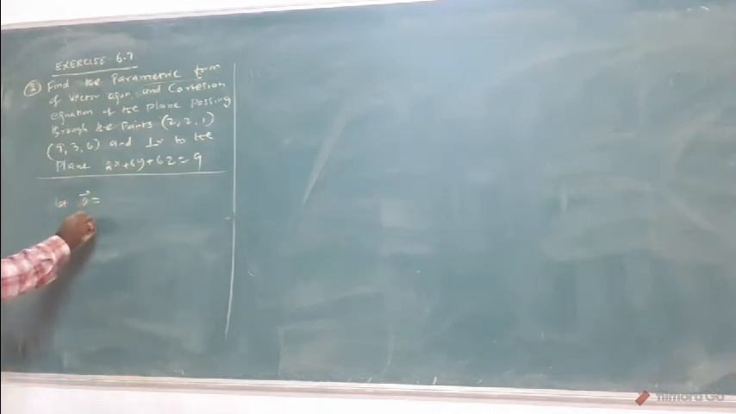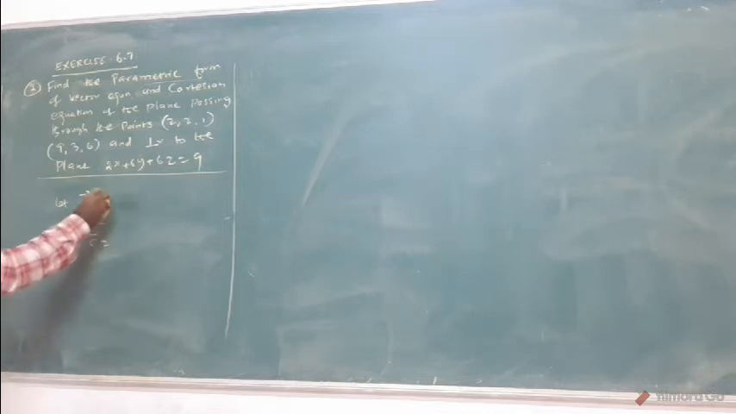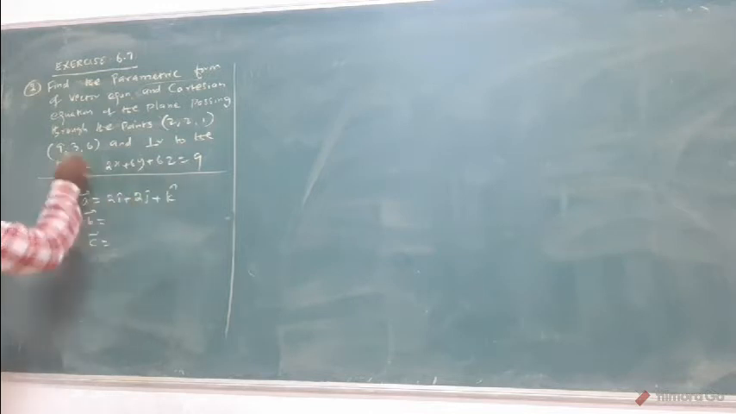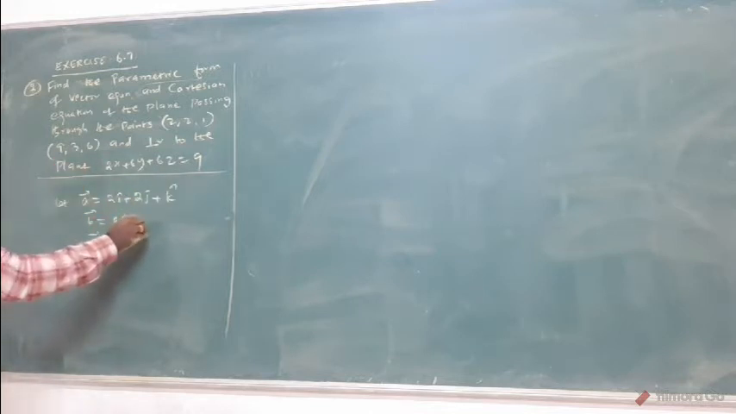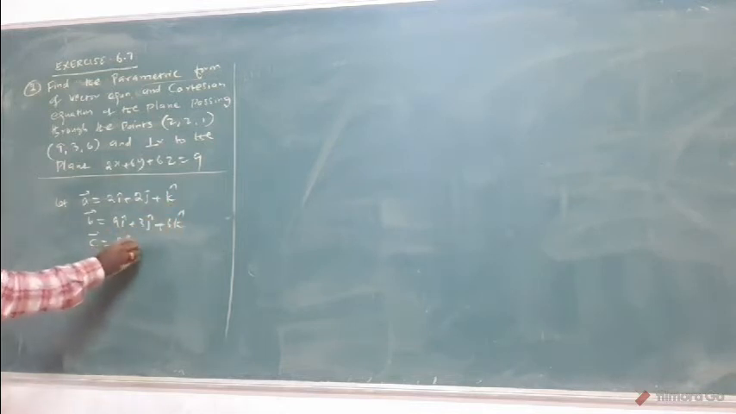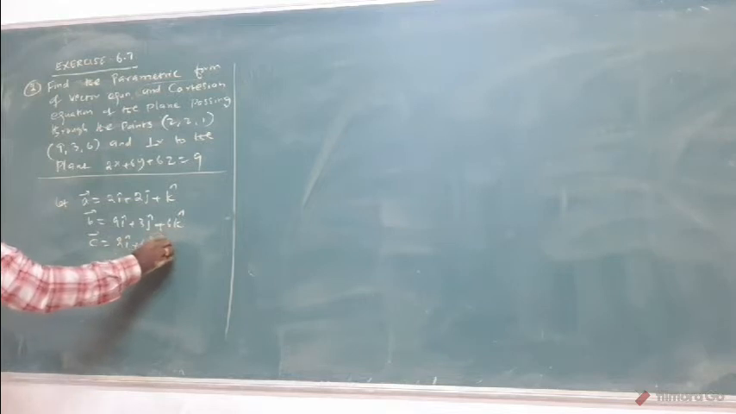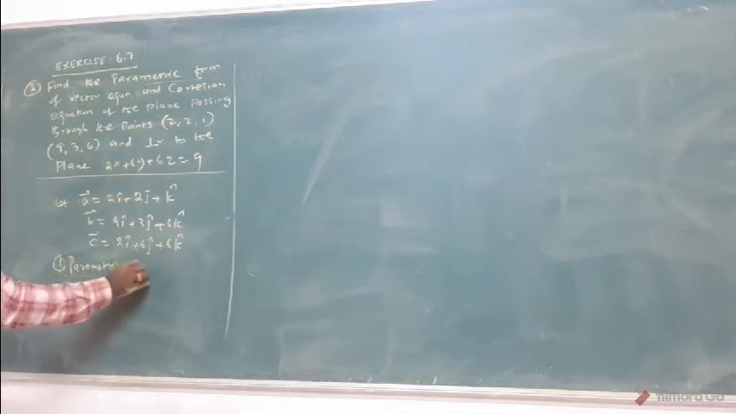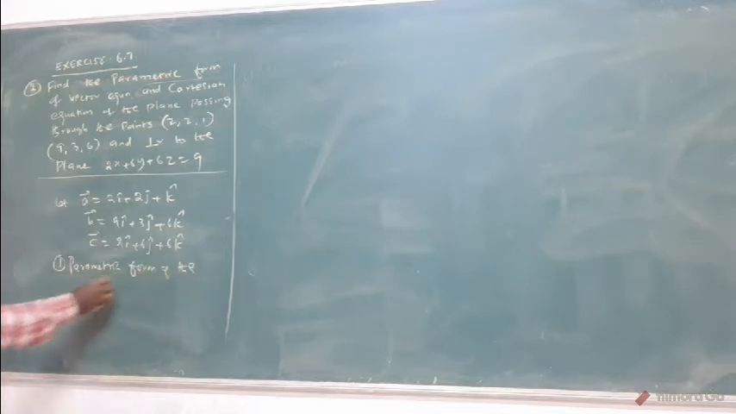First point A, second point B, third one C. Right? This is 2i cap plus 2j cap plus 1k cap. Next, 9i cap plus 3j cap plus 6k cap. Last one is 2i cap plus 6j cap plus 6k cap. These are A, B, C, our assumption from the question. Now, 2 points and 1 vector, what is the formula? What is being asked? The parametric form of the vector equation is being asked.